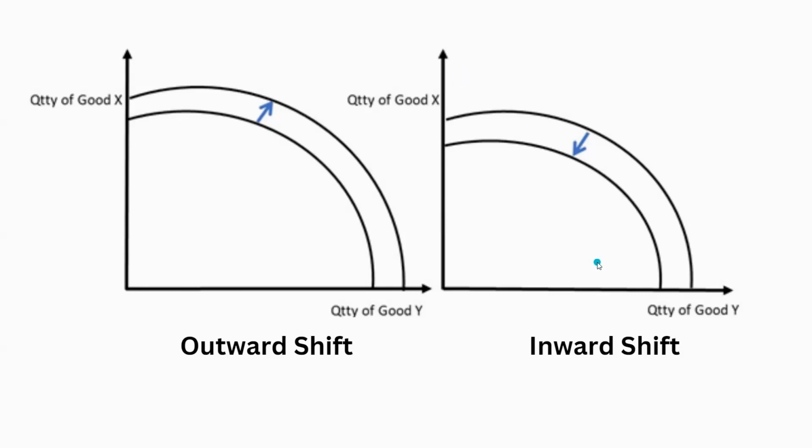This is an inward shift in the PPC. We can see this was the initial PPC and this has been shifted maybe due to depletion of resources, and we can produce less of that good. So the combinations we can produce with existing resources has depleted. Because of that, our PPC has shifted inwards. So we have drawn an arrow here to show that the PPC has shifted inside.